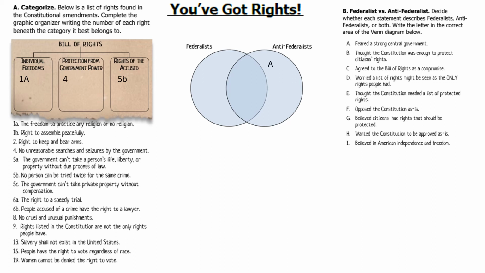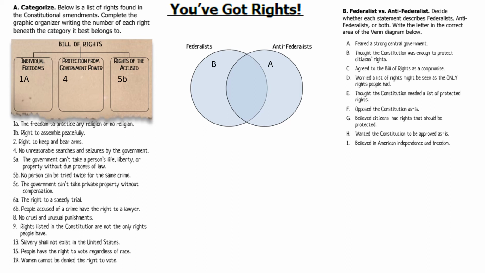B, thought the Constitution was enough to protect citizens' rights. So this, it did talk pretty extensively that there was a group that didn't want to really write down the specific rights because they thought that if you put a list, people might just violate those. So it would be the Federalists. They thought the Constitution alone was enough.